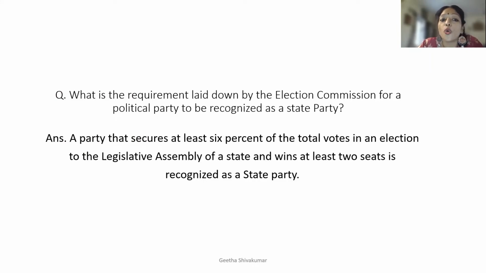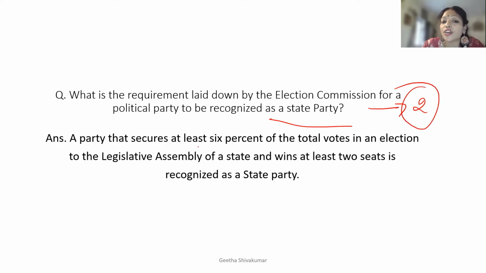The first question. What is the requirement laid down by the Election Commission for a political party to be recognized as a state party? You must have heard the word, state party. BJP is a national party. So how do these parties get the recognition as a state party or a national party? The question can come for 2 marks.